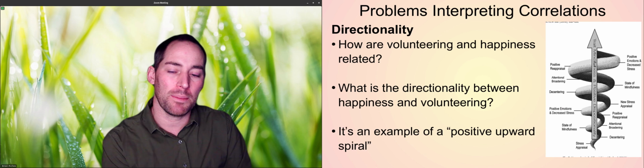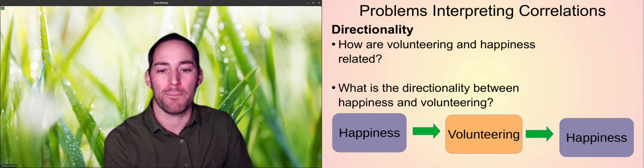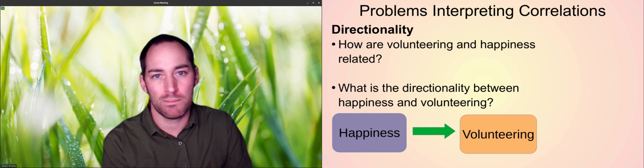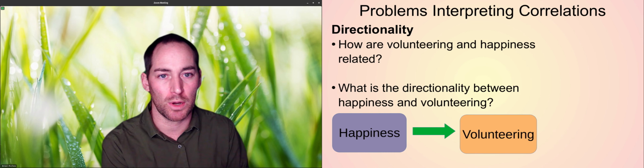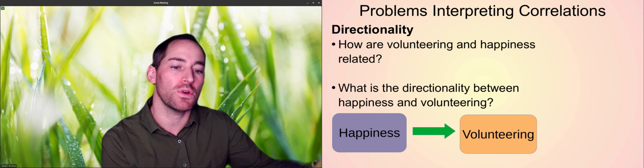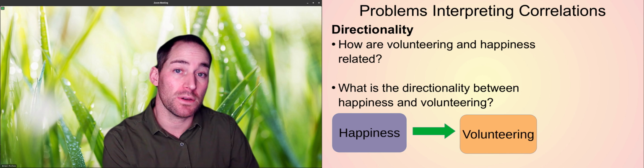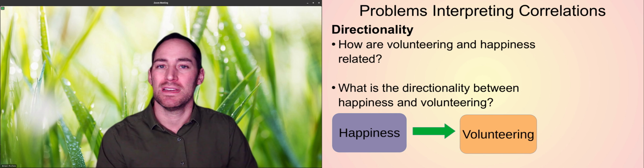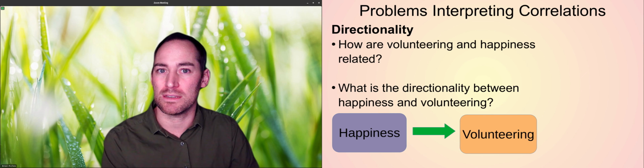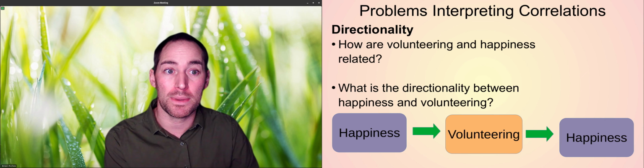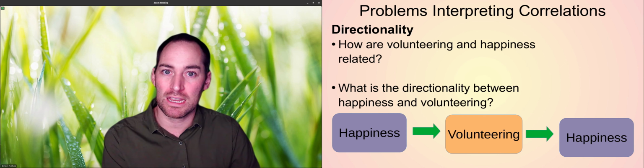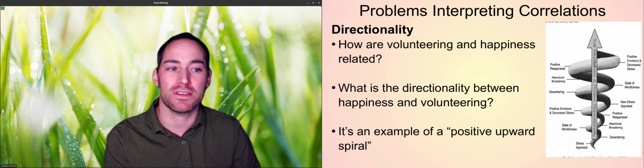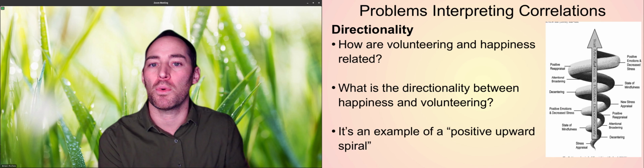So it's an example of a positive upward spiral. When people are more happy, have more positive emotions generally, they're more open to go and volunteer. But also, when they're volunteering, they'll probably be making new relationships. They'll see probably the work that they're doing as meaningful, and it will make them more happy. As they do that, as they're getting more happy, they'll be more likely to volunteer. So this is a positive upward spiral.